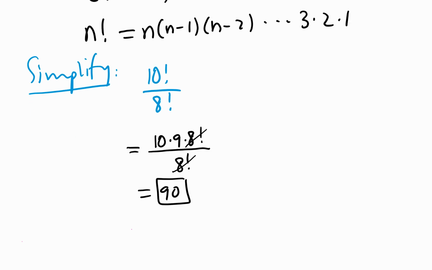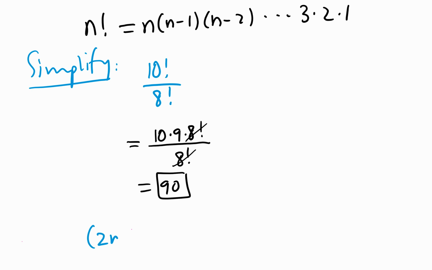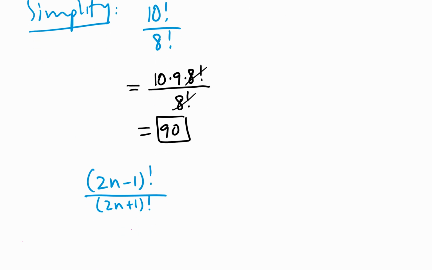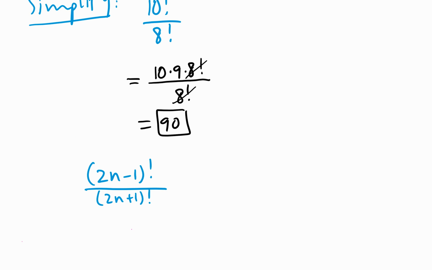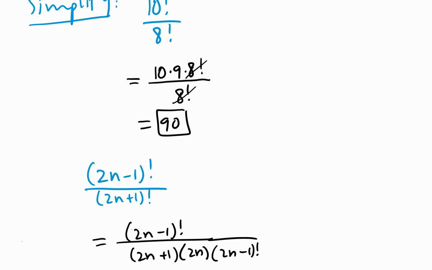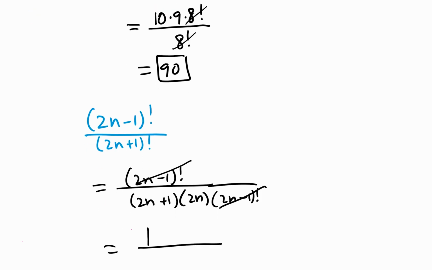Not only number-wise, maybe we can ask you what's 2n minus 1 factorial divided by 2n plus 1 factorial. So again, we keep the smaller the same. So the top is the smaller. The denominator we write as 2n plus 1, subtract 1, you get 2n, subtract 1 again, 2n minus 1 factorial. So these cancel out. So that gives us 1 over 2n times 2n plus 1.